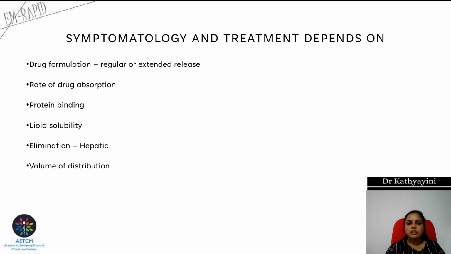The other thing is the elimination. If it is by hepatic elimination, then in patients having liver dysfunction, the elimination will be delayed, hence prolonging the toxicological effect. The last one is the volume of distribution. Drugs having a high volume of distribution are again difficult to eliminate. So the symptomatology and treatment of beta blocker toxicity depends on these pharmacological properties of the drugs that have been ingested.